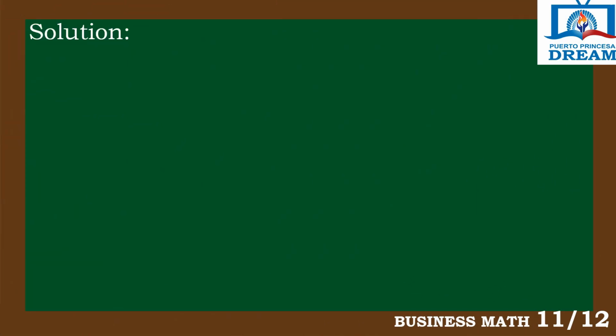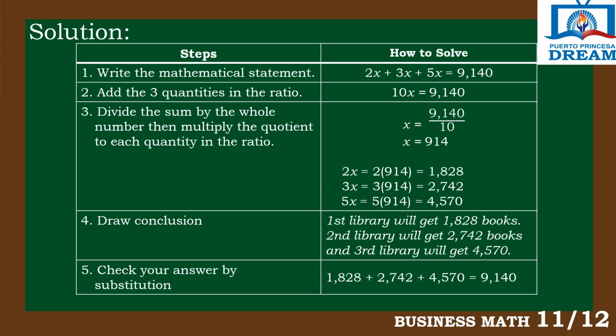For the solution, we have step 1, write the mathematical statement. That's 2x plus 3x plus 5x is equal to 9,140. Step 2, add the 3 quantities in the ratio. It will give us 10x is equal to 9,140.